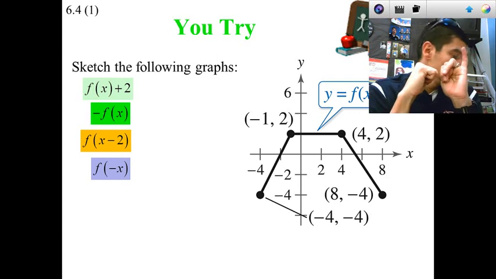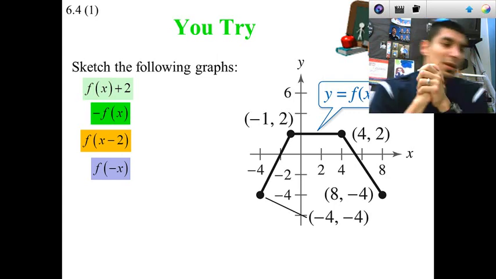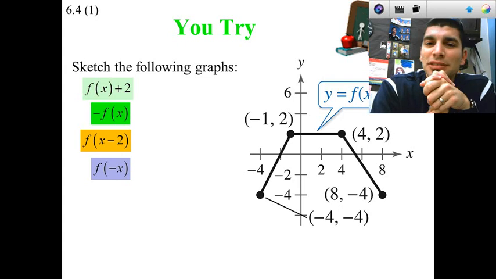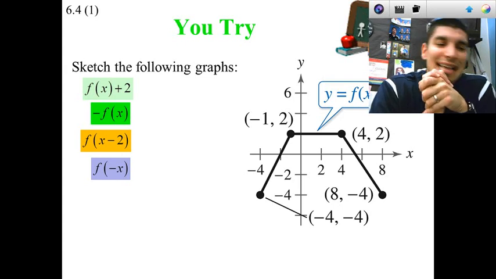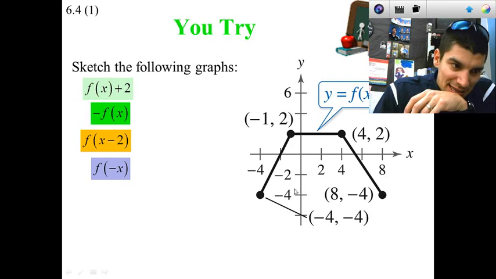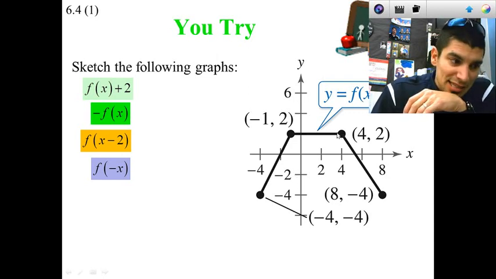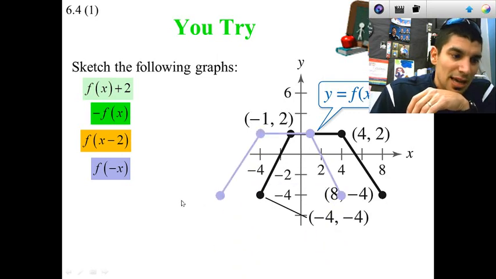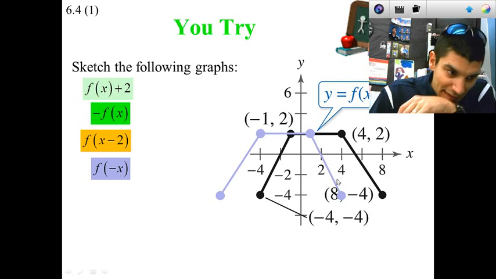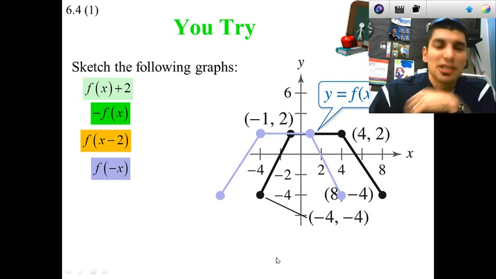So it's a reflection about the y-axis. That means these points that were here, this 4, 2 ends up being over here and being negative 4, 2. This point here goes there. This point here goes there. This point here goes way out there. And so this is the gray graph. See the reflection. Looks like a mirror. Pretty simple. You're going to have to do this in your homework.